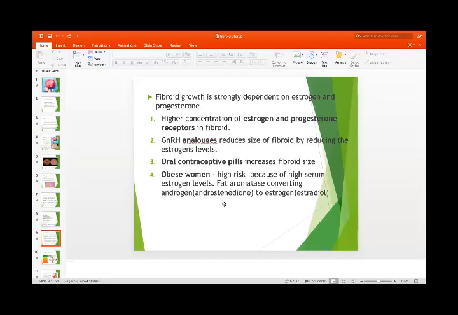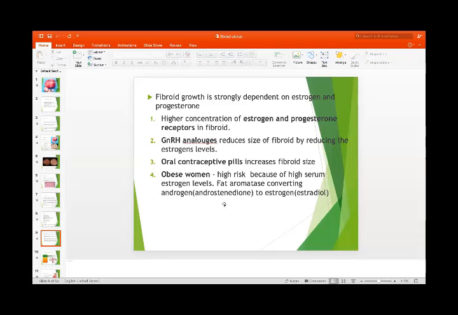Fibroid growth is strongly dependent on estrogen and progesterone. There is a higher concentration of estrogen and progesterone receptors in the fibroid. So if the body is producing excessive estrogen and progesterone, they will bind to these receptors and cause excessive growth of the fibroid. GnRH analogs, the gonadotrophin releasing hormone analogs, reduce the size of the fibroid by reducing the estrogen level. So these are anti-estrogens, which reduce the size of the fibroid.